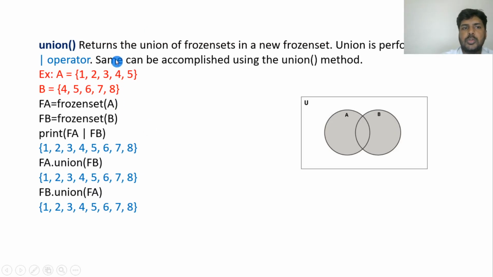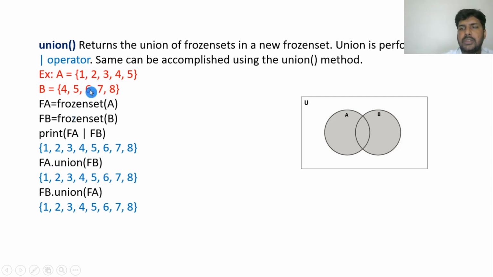Of course, union will return a new frozen set. For example, I have taken a is equal to 1, 2, 3, 4, 5, and b is equal to 4, 5, 6, 7, 8. Now, as we know, I will convert the a set into fa and the b set into fb. Now if I try to print fa or fb, or you can also use fa.union(fb), you'll get the output. What is the output? It gives 1, 2, 3.